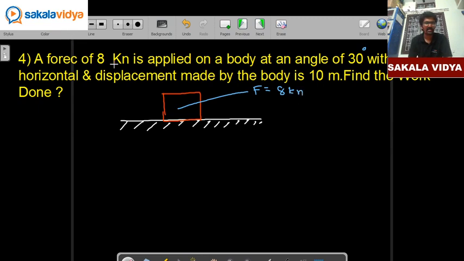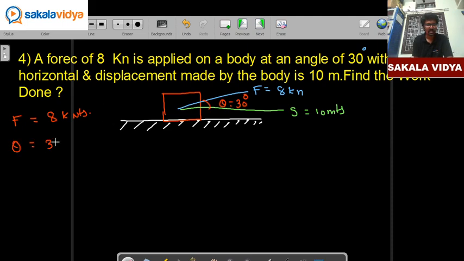So what happens? The body tends to move in some direction, whose displacement is 10 meters. So what is the angle between force and displacement given in the question? That is nothing but 30 degrees. So what is given here? Force of 8 kilonewtons is applied on the body where theta is equal to 30 degrees and displacement made by the body is 10 meters. So what we have to find here? Work done.